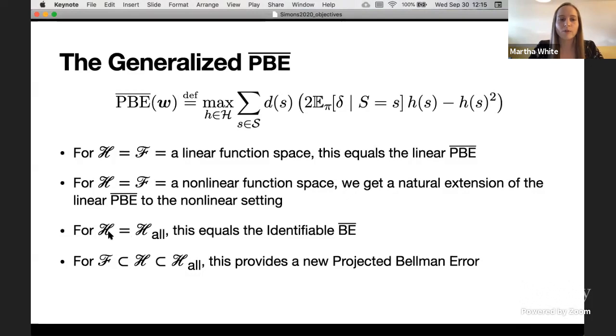We've already seen that if we restrict H to H all, then we're going to get an identifiable Bellman error. So we can think of this identifiable Bellman error also as a projected Bellman error. And then more generally, we could have this whole space of possible projected Bellman errors if we pick an H that's a larger function space than the space for our value function.